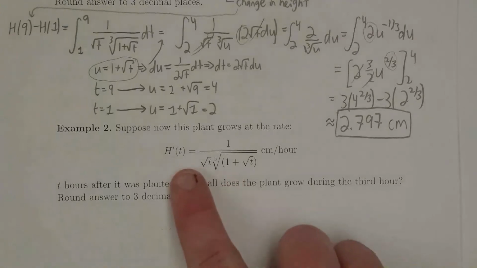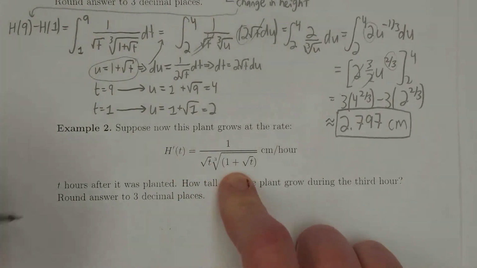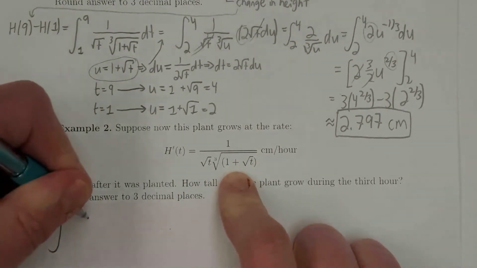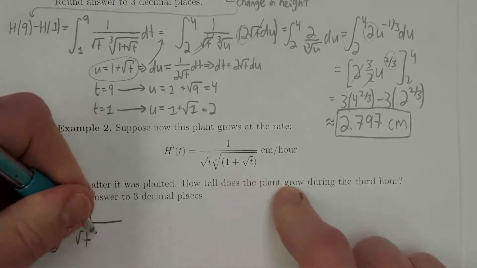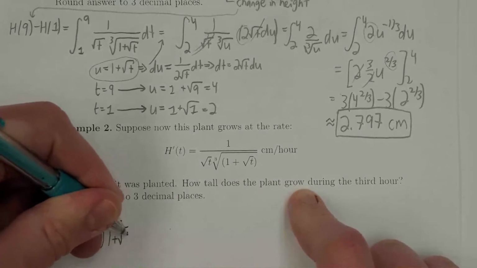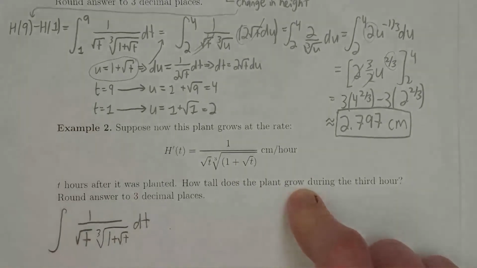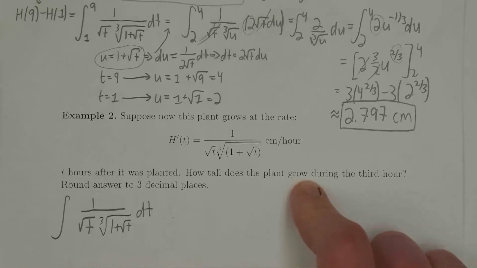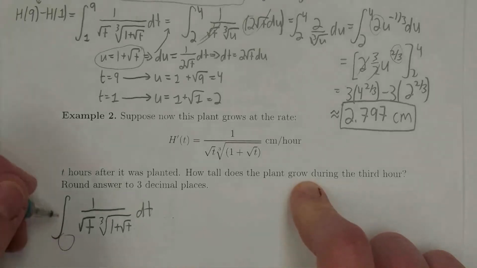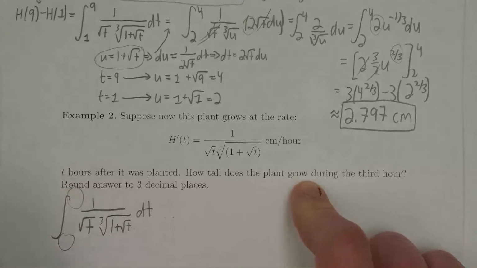So in this case, we still have a rate function, so we still have to take the antiderivative of this with respect to t. So we still have 1 over square root of t times the cube root of 1 plus root t dt. But wait a minute, what are our bounds in this case? What goes in these 2 blanks? So we have to figure out what this integral is.